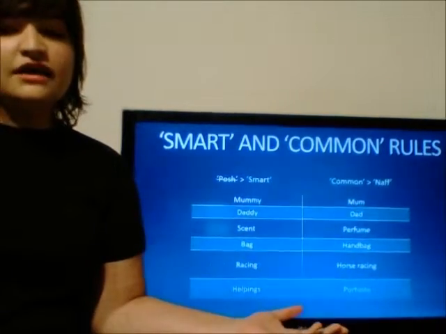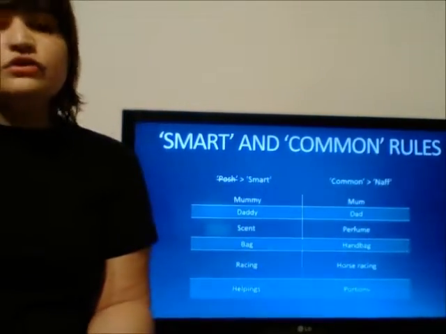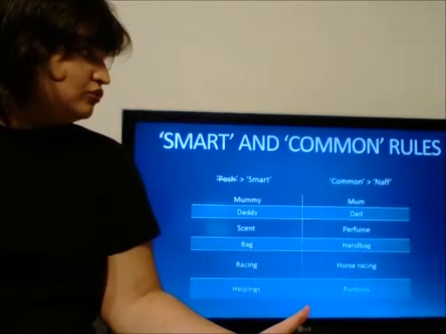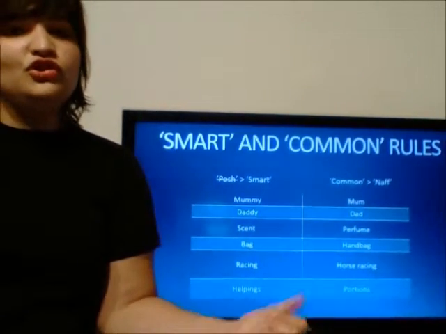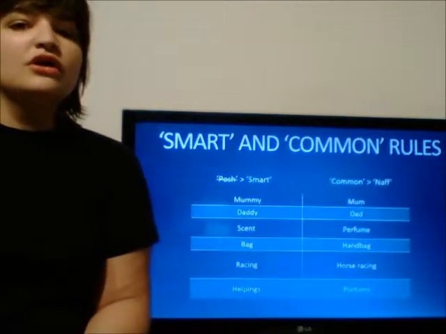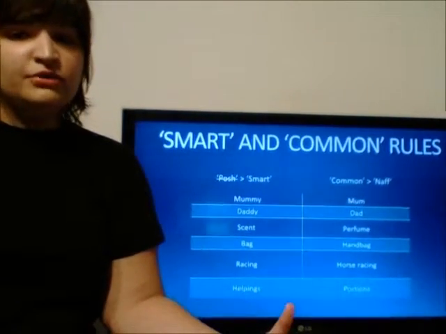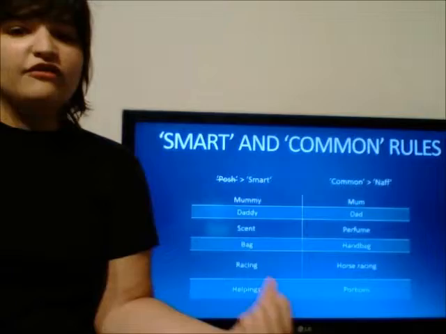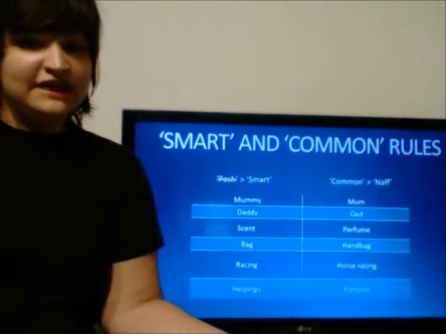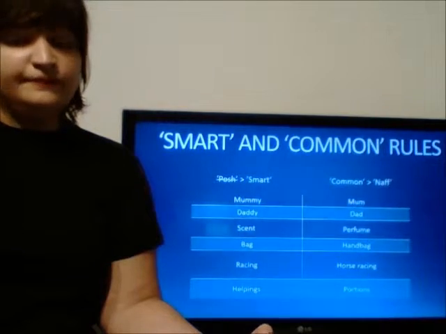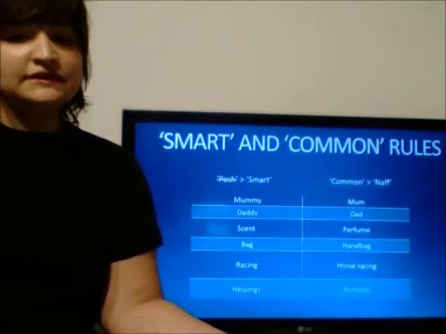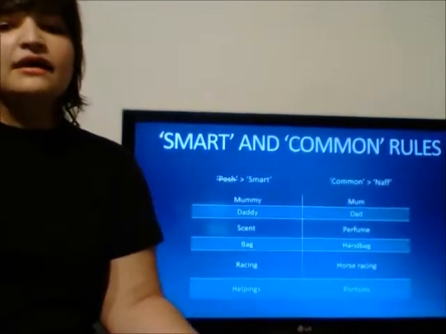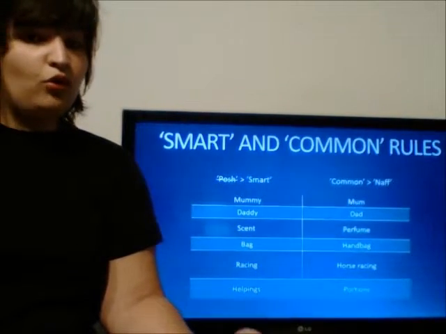So instead of posh, we have smart. And on the other side, instead of common, we have "naff." Naff is a word used when you mean tacky or uncool, and it is used mostly to hide the embarrassment of using the word common or working class. So here we have some of the terminology used by smart people and common people. Upper class people have mummies and daddies, while common people have moms and dads. On the upper side, we have "scent," "bag," "racing," and "helpings" regarding food. On the common side, a scent is a perfume, a bag is a handbag, racing is horse racing, and helpings are called portions.